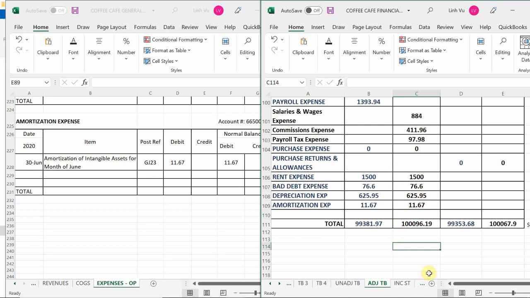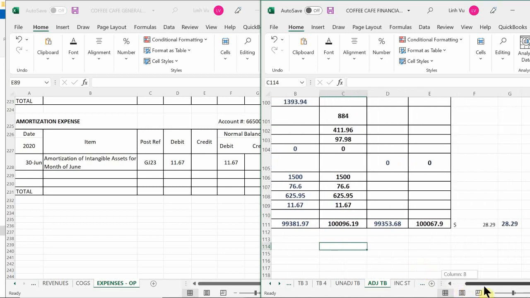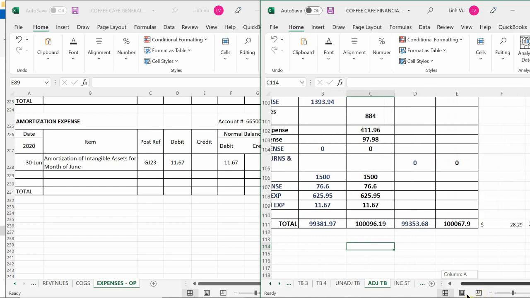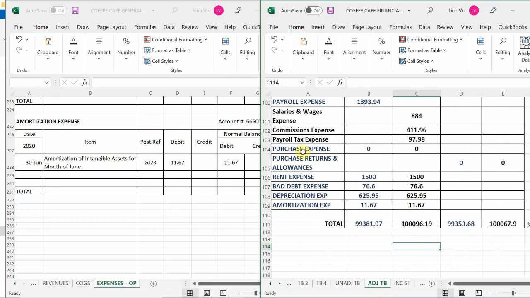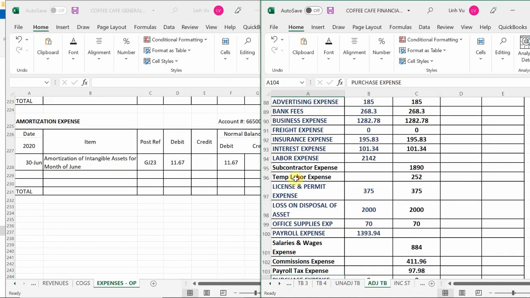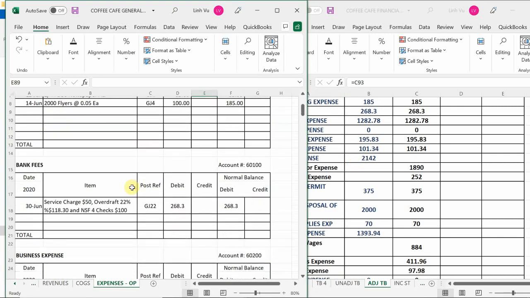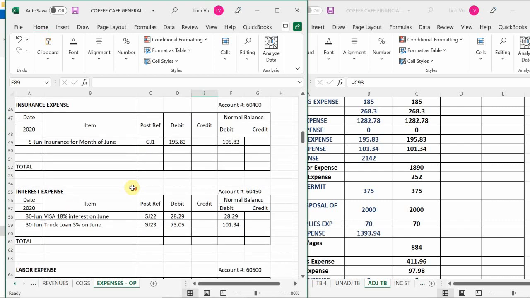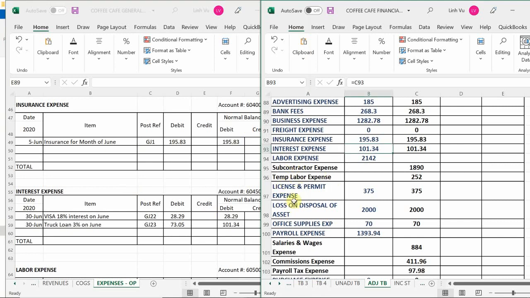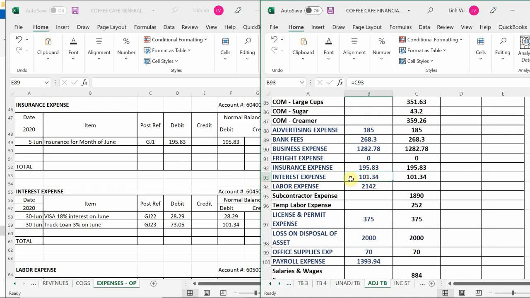So, let's see. Did our totals match here? Oh, no. I have a discrepancy of $28.29. I think that was from the interest payable. Did I not add the interest payable? I think you put the wrong number. Interest payable. Was it interest payable or expense? Interest expense. I have $101.34. Interest expense 101.34. I'm missing $28.29.